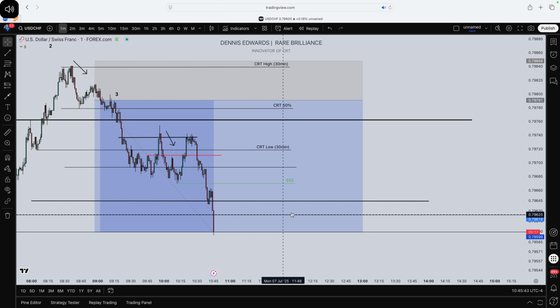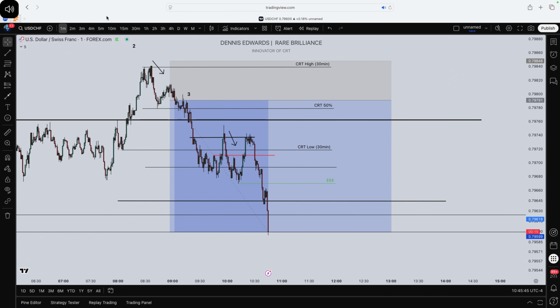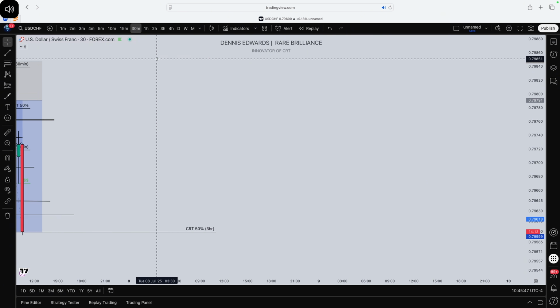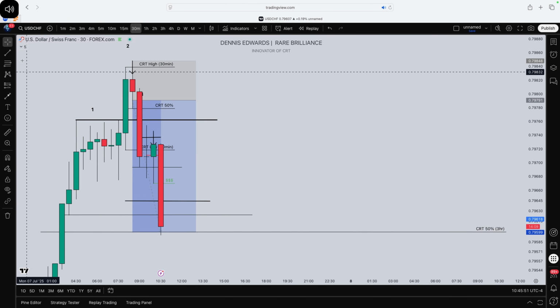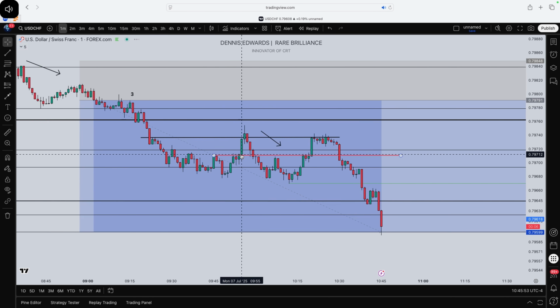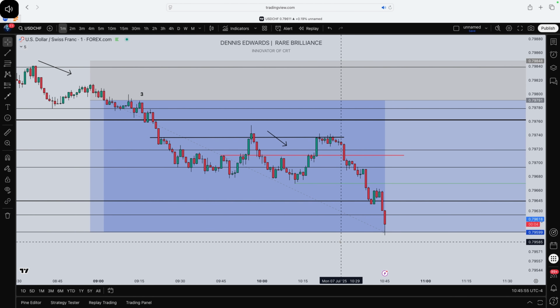Okay, and so now let me actually set this up and reanalyze. Okay, so we actually hit our 50%. Okay, so you know what? I'm gonna call it. I'm gonna go ahead and exit. I'm gonna call that a trade.